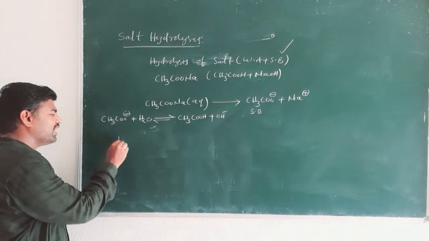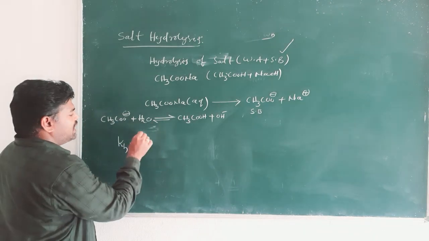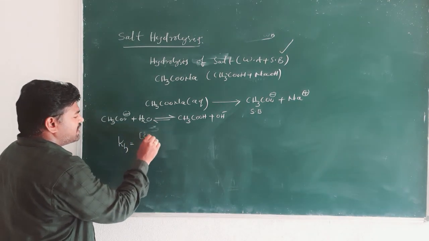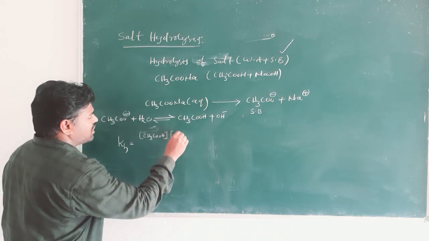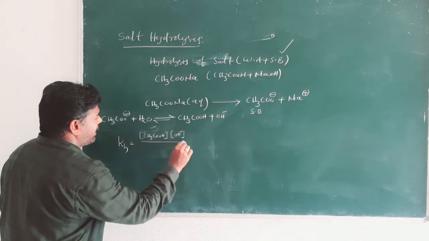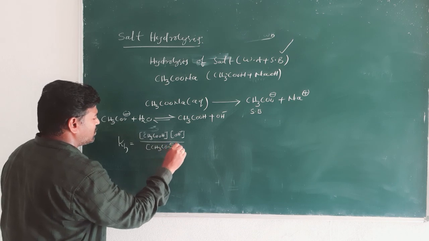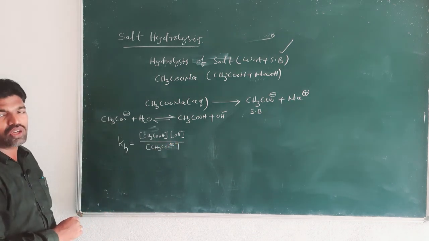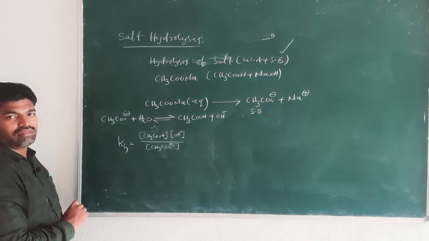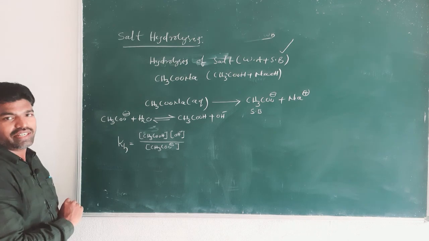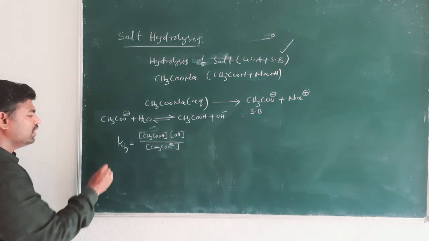So, the anionic hydrolysis constant Kh is given by, it is an equilibrium reaction, the concentration of CH3COOH times the concentration of OH minus ion divided by the concentration of CH3COO minus. No need to write the water molecule concentration. So, this is the hydrolysis constant.